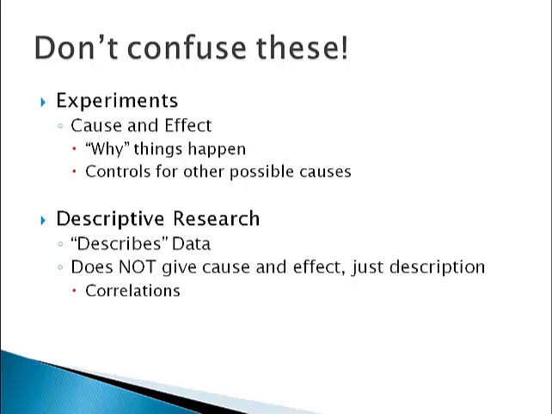Okay? So I probably just confused you more. Remember, an experiment gives you cause and effect because you rule out everything except that one cause. Descriptive research does not do that. It does not rule everything out. It simply tells you that two things are related in some way.